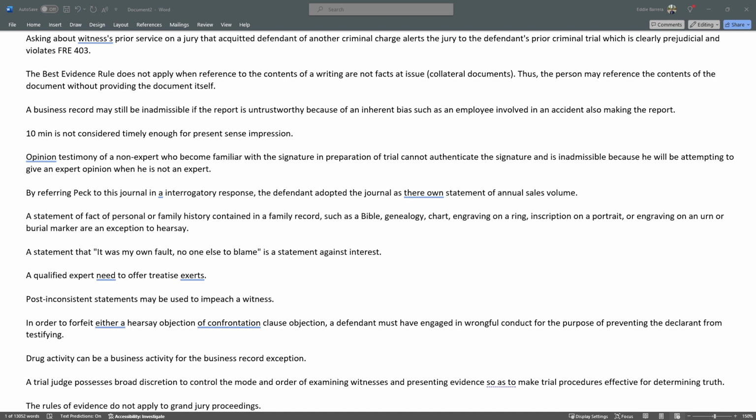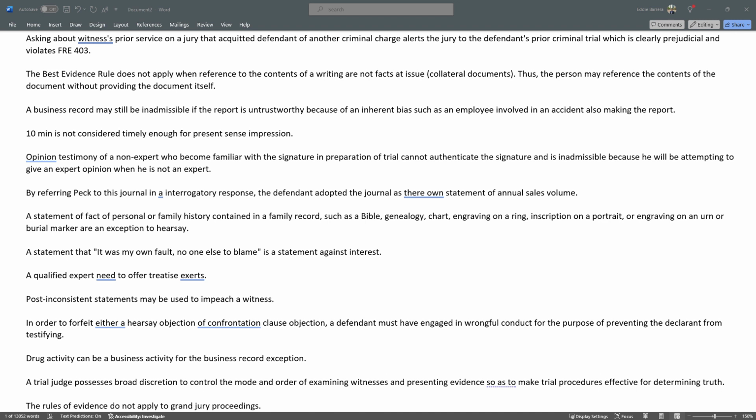The best evidence rule does not apply when reference to the contents of a writing is not about facts at issue, such as collateral documents. Thus, the person may reference the contents of the document without providing the document itself. A business record may still be inadmissible if the report is untrustworthy because of an inherent bias, such as an employee involved in an accident also making the report. Ten minutes is not considered timely enough for present-sense impression.